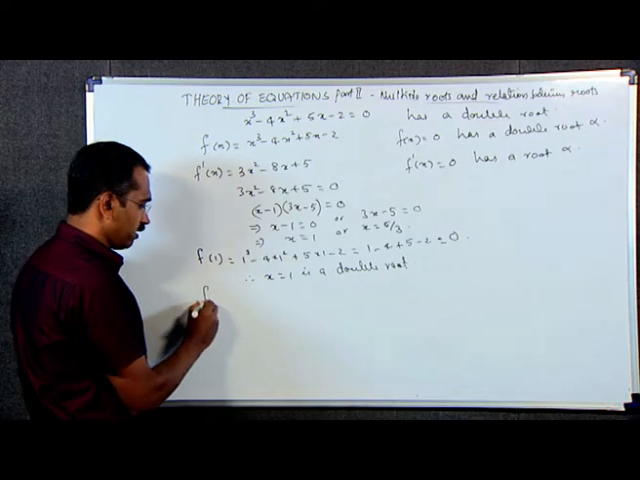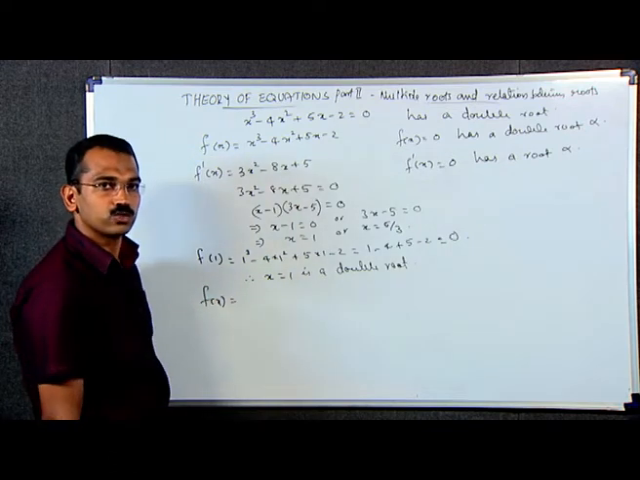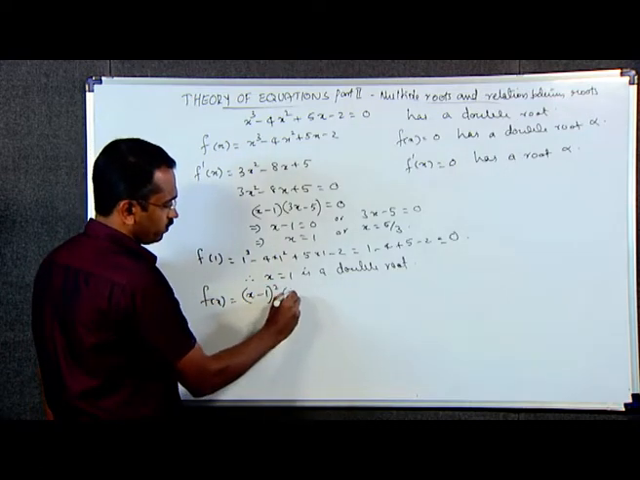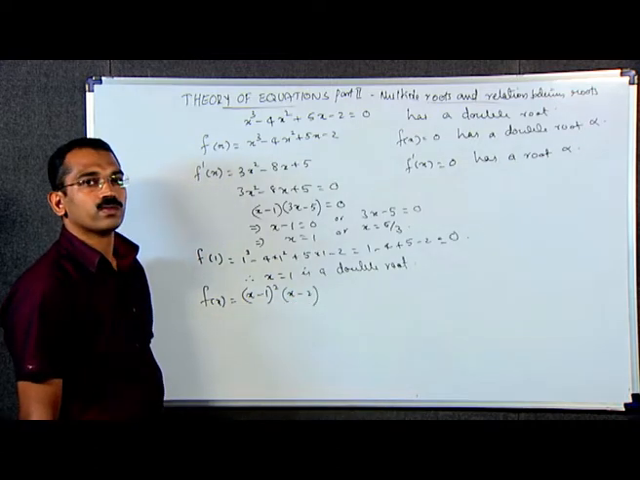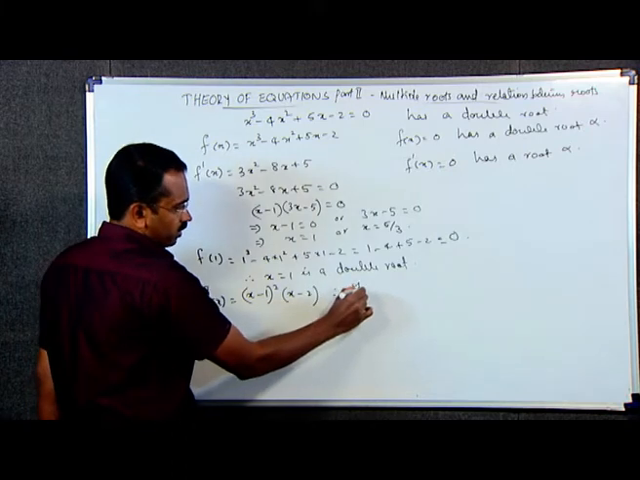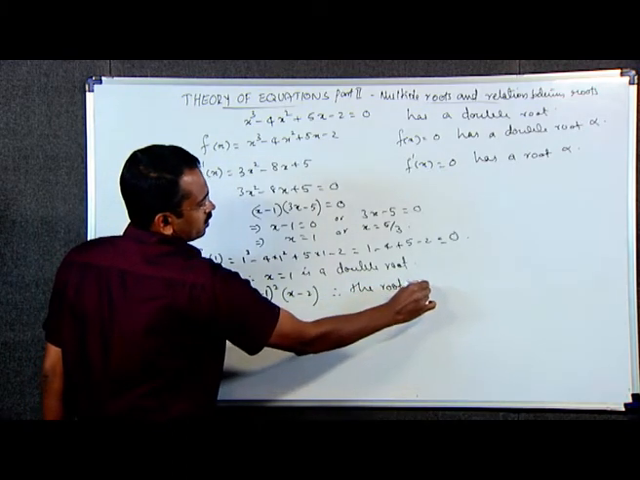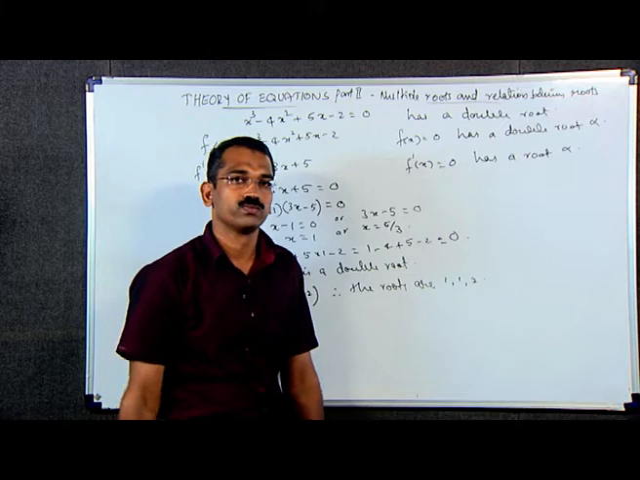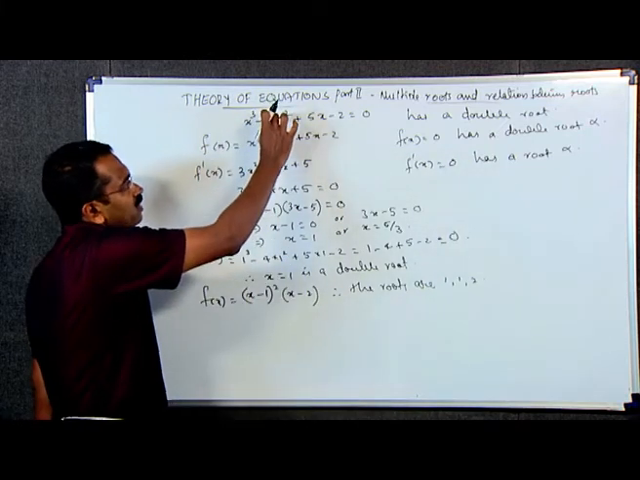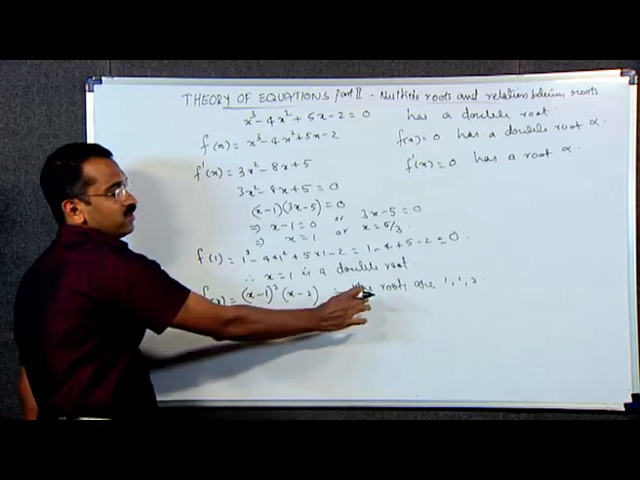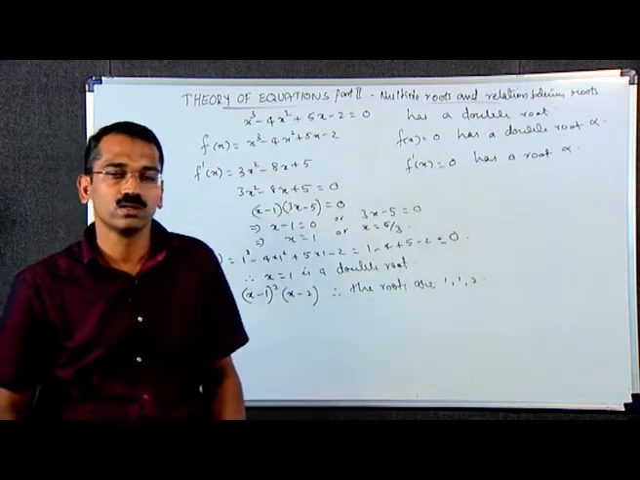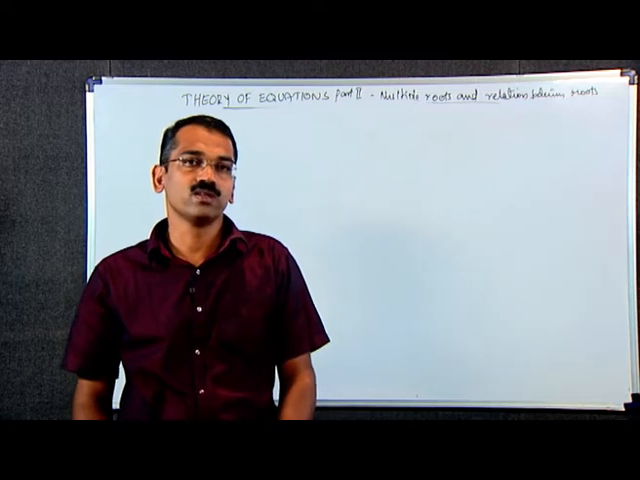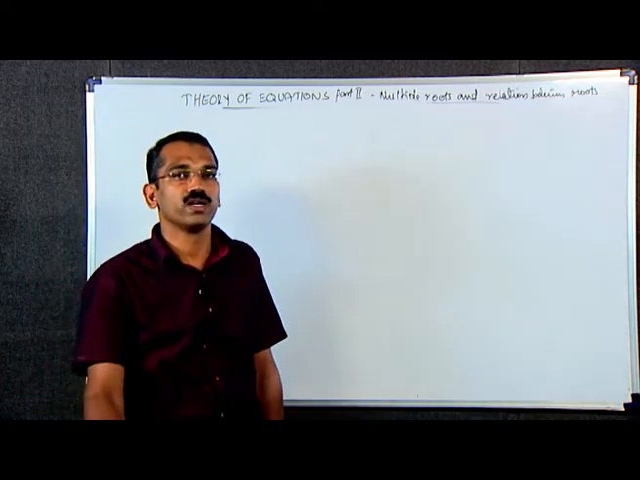And we can write f of x as f of x is equal to x minus 1 the whole square into x minus 2. Therefore, the roots of the given equation are 1, 1 and 2. The given equation is a third degree equation. Therefore, there exist 3 roots for this third degree equation. Now, we shall discuss relations between the roots and the coefficients of an algebraic equation.